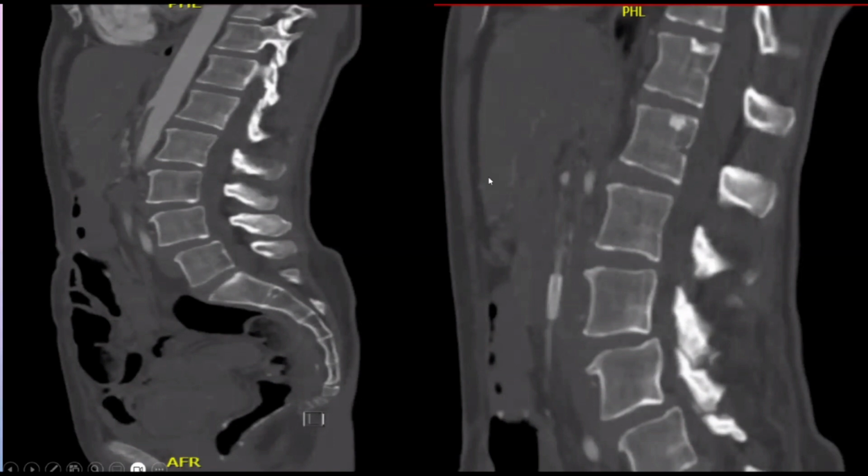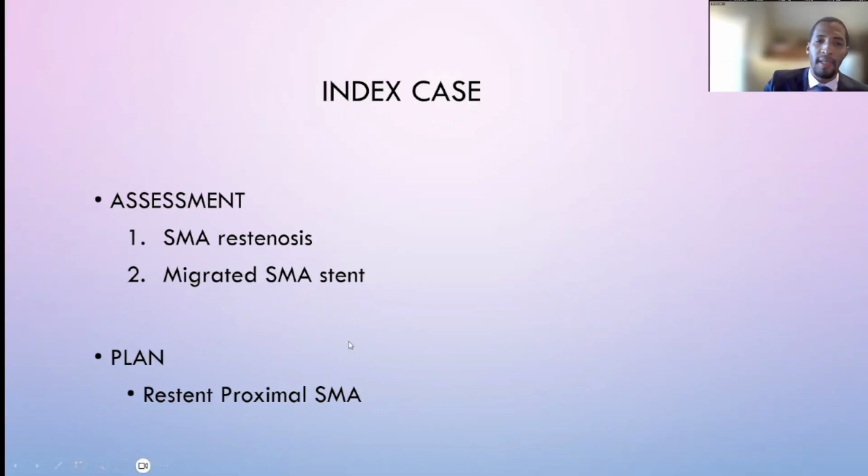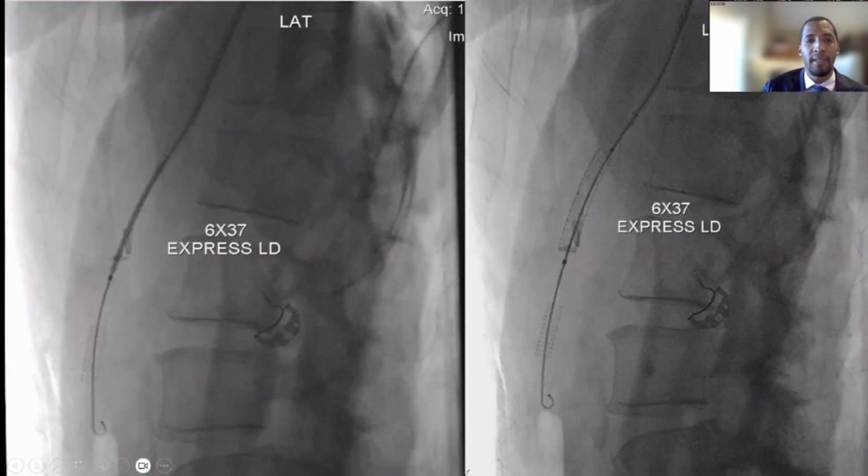However, in December, when she started to have these symptoms and she later presented, I want to look at the CT scan, the sagittal on the right again at the screen. You can see that the stent has migrated distally, and there was still that SMA stenosis. So the assessment was SMA restenosis and a migrated stent, and the plan was to restent the proximal SMA.